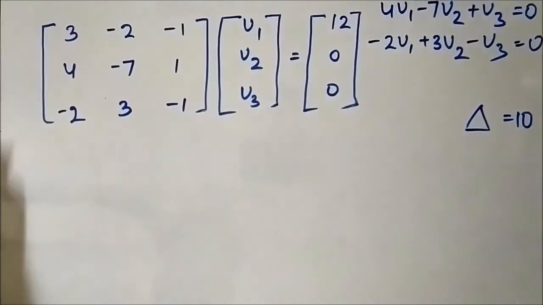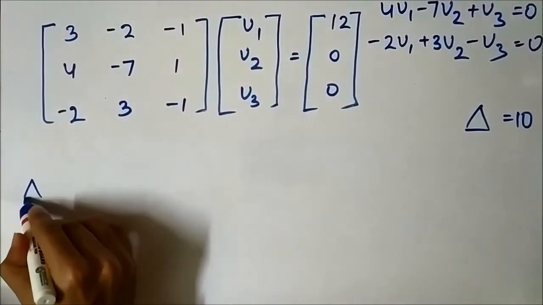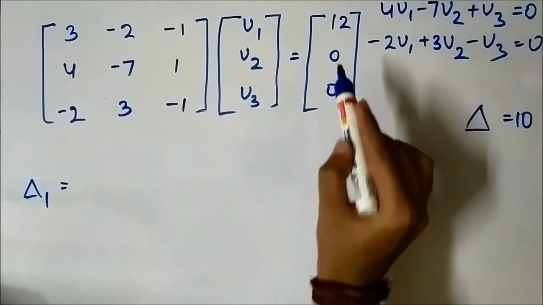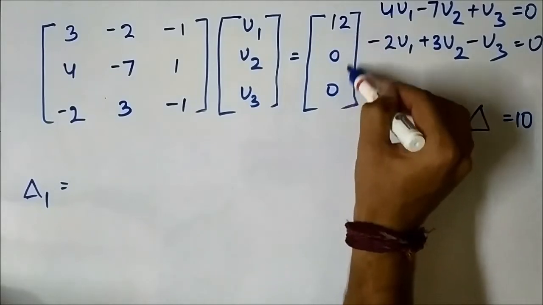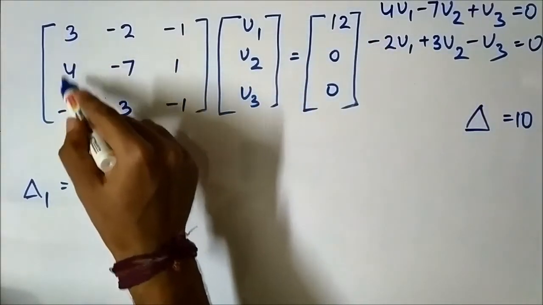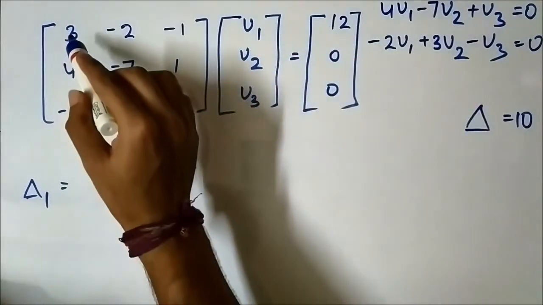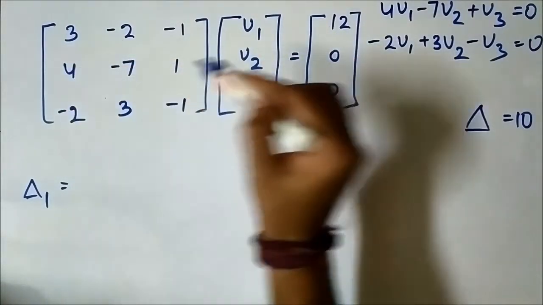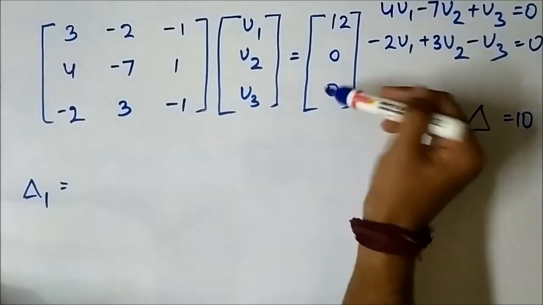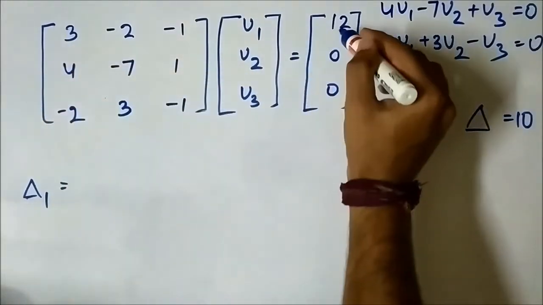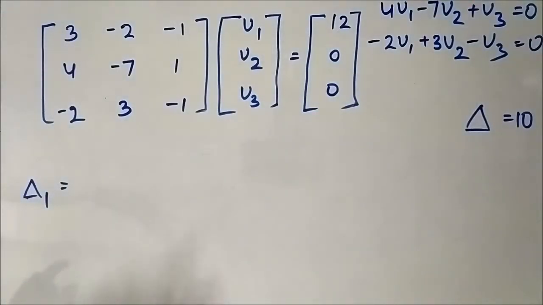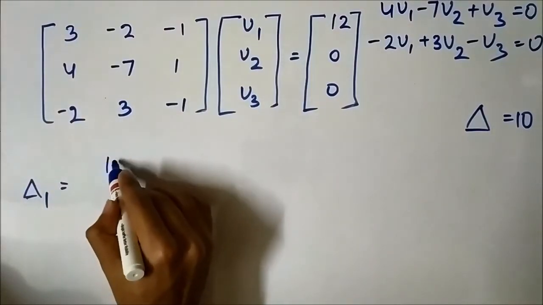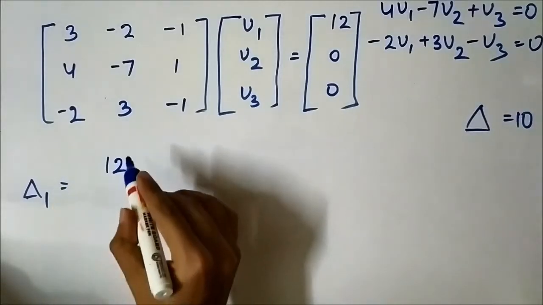Next we have to evaluate determinant del subscript 1. Here we have to replace this constant column 12 0 0 in the first column of the del matrix, the coefficient matrix. So in place of 3 4 and minus 2, we have to substitute 12 0 0. I have already explained this detail in the Cramer's rule video in the engineering mathematics section. You please check out that video, so I am not going into minute details right now.